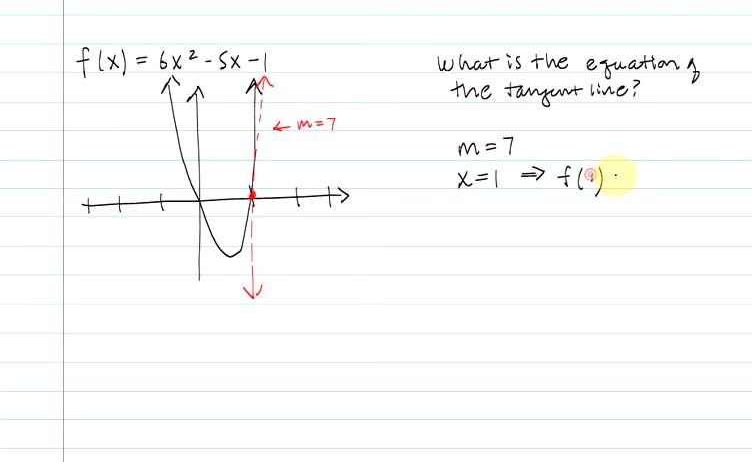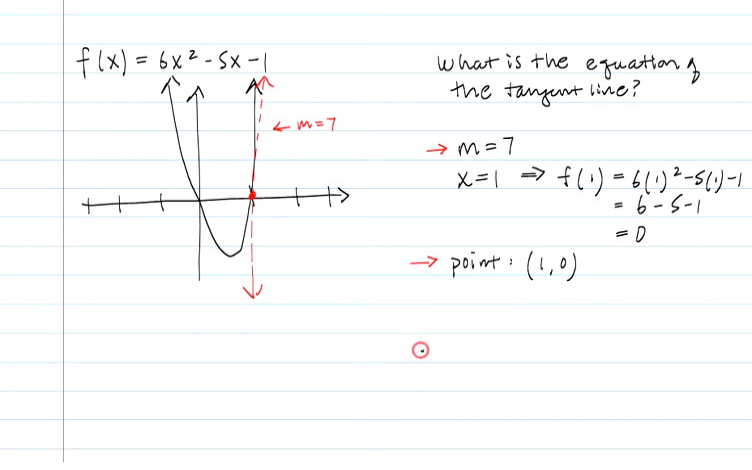If we plug in 1, we get 6 times 1 squared minus 5 times 1 minus 1. So that's 6 minus 5 minus 1, giving us 0. So the point that we have to work with here is (1, 0). Graphically, that makes sense as well because it looks like the point at which the x value is 1, the y value is 0. So we have a slope and we have a point. So we can use our algebra knowledge to find the equation of this tangent line right here.